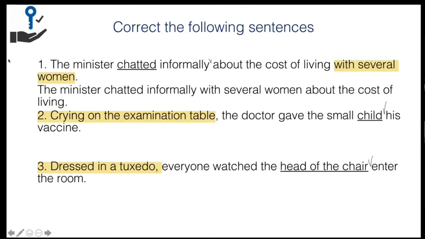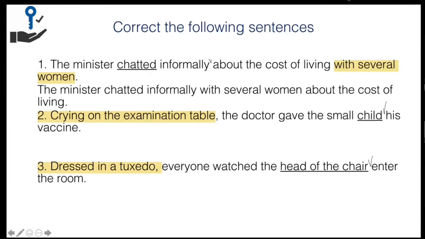The first one. "The minister chatted informally with several women about the cost of living." It makes sense to put "with several women" after "informally." You can't put it after "chatted" straight away, right? Because then "informally" would be in a wrong position. He chatted informally, first how, then with whom? With several women, and then about whatever, right?